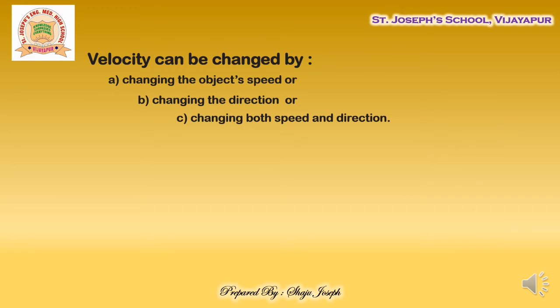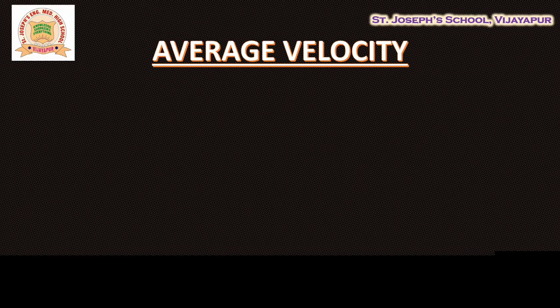So velocity is said to have changed under three conditions. One, when the object's speed, or only the value, changes. Second, there is no change in speed but only in the direction. Then also we say velocity changes. Third and the final one, if both of them change, the speed as well as the direction, then also we say velocity has changed. Now we talk about a new quantity called average velocity.